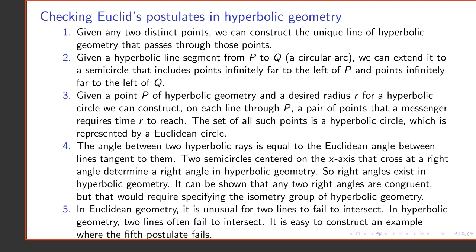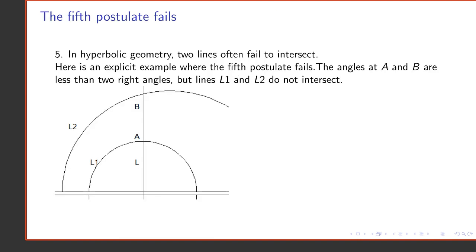So what goes wrong? Well, in Euclidean geometry, it's unusual for two lines to fail to intersect. That's the special case of parallel lines. In hyperbolic geometry, as I will now show you, two lines often fail to intersect. And here is one of many examples.